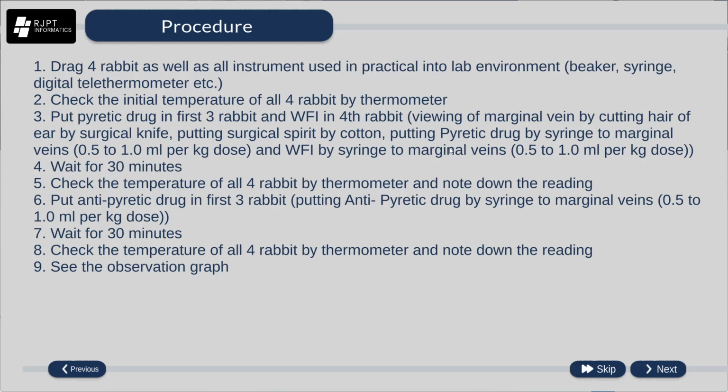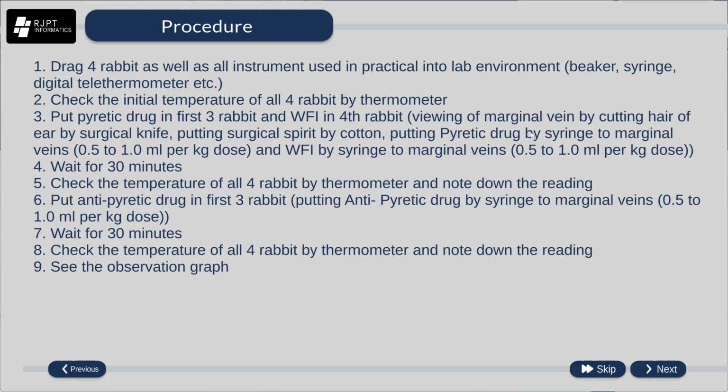Putting surgical spirit by cotton. Putting pyretic drug by syringe to the marginal vein at 0.5 to 1 milliliter per kilogram dose, and water for injection by syringe to the marginal vein at 0.5 to 1 milliliter per kilogram dose. So this point says that first we will induce the pyrogens. We are using a pyretic drug which will raise the temperature and induce the pyrogens inside the body. We use the pyretic drug for the first three rabbits, and for the fourth rabbit, we use water for injection.